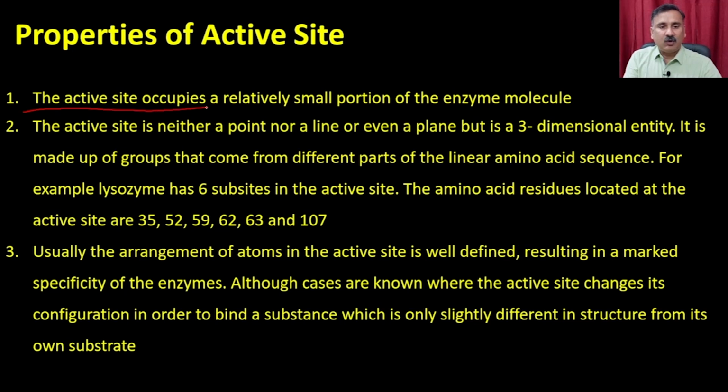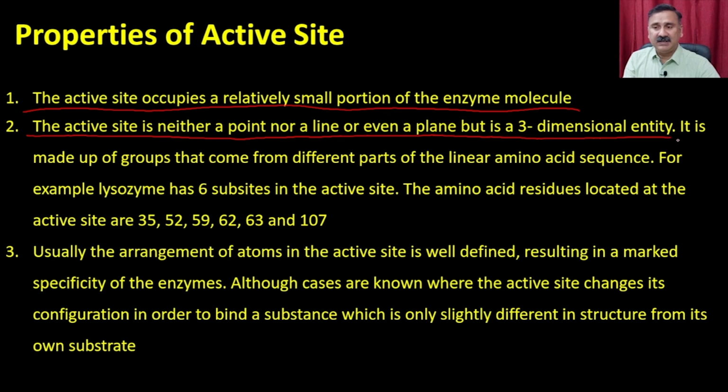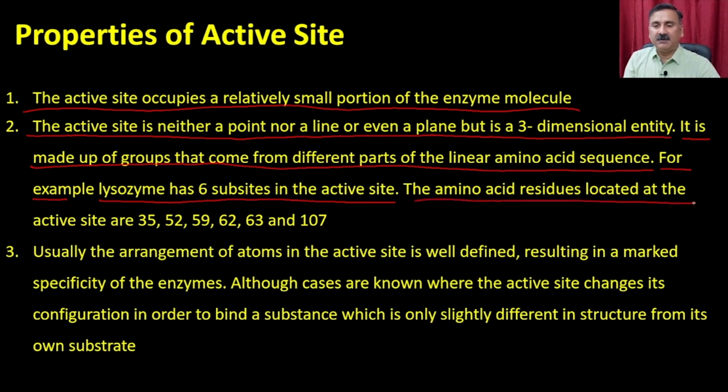The active site occupies a relatively small portion of the enzyme molecule. So it's very small in comparison to the total structure of the enzyme. The active site is neither a point nor a line nor even a plane, but it is a three-dimensional entity. It is made up of groups that come from different parts of the linear amino acid sequence. For example, lysozyme has three subsites in the active site. The amino acid residues located at the active site are 35, 52, 59, 62, 63, and 107.